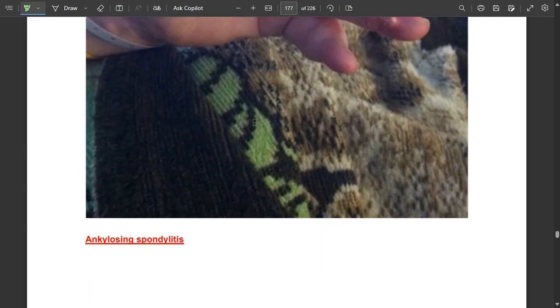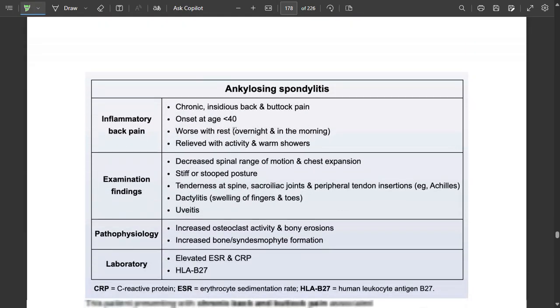This may also be gout. Now let's talk again about ankylosing spondylitis. It causes chronic, insidious back and buttock pain with onset in adults, worse with rest and relieved with activity and warm showers.